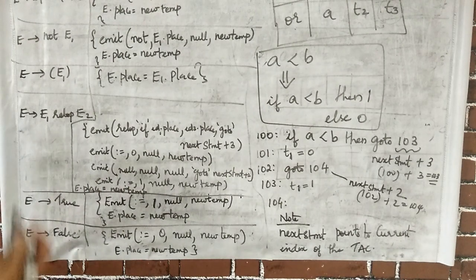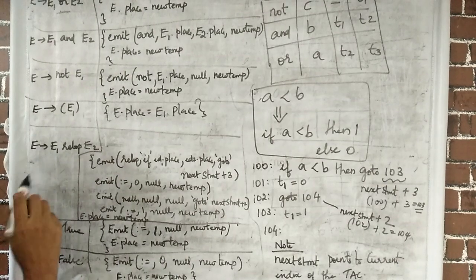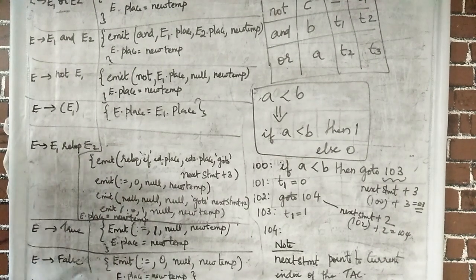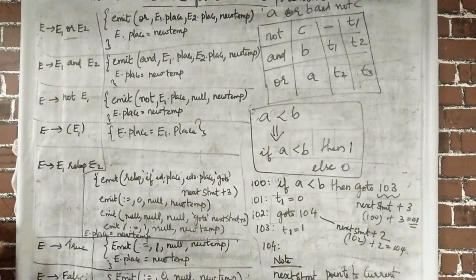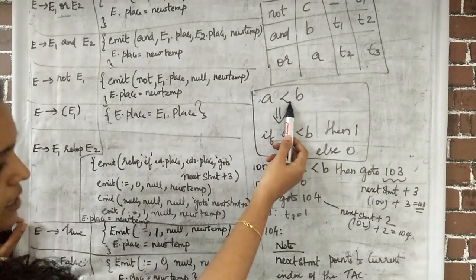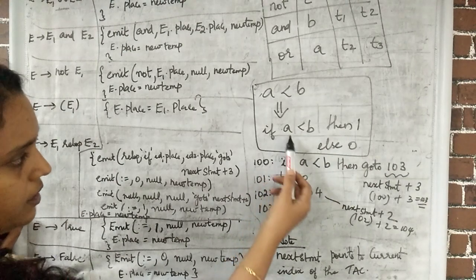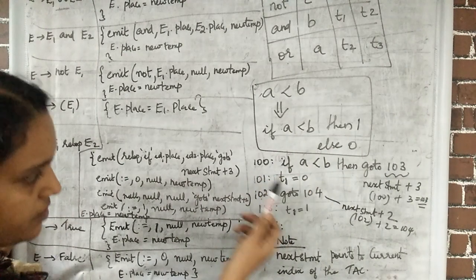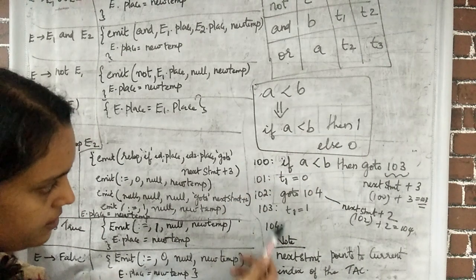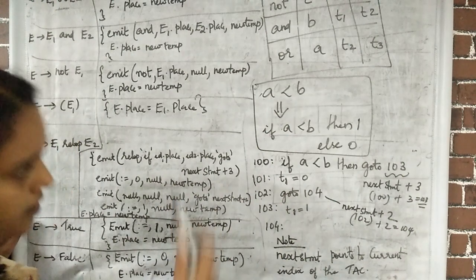Now consider this production rule. E produces E1 relop E2. So this is a relational expression, right? Here we saw a relational expression A less than B. The relational expression is equivalent to this conditional statement, whose three address code is represented as this, right?